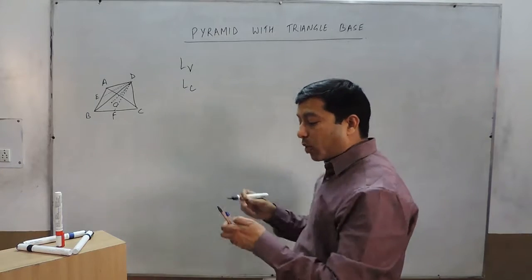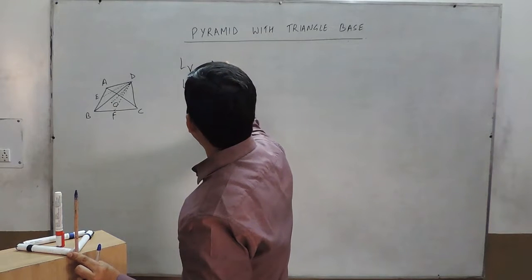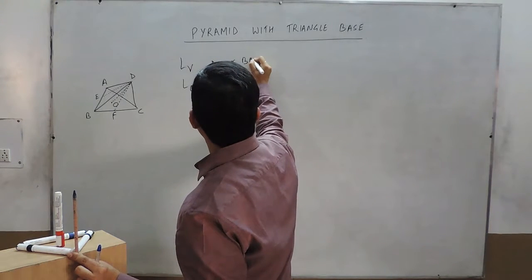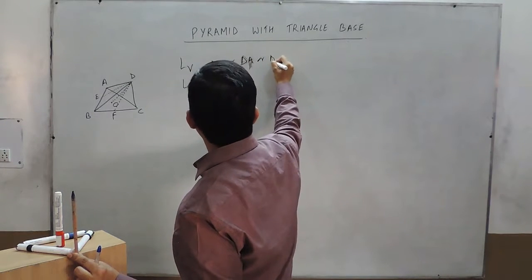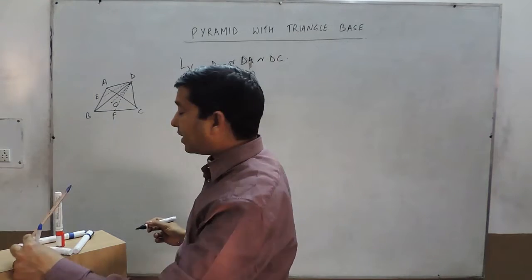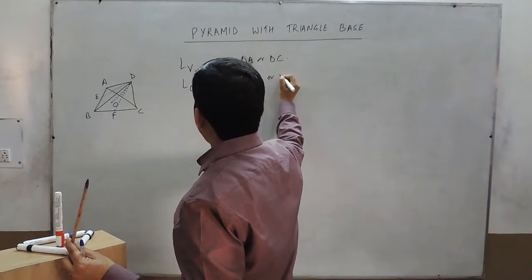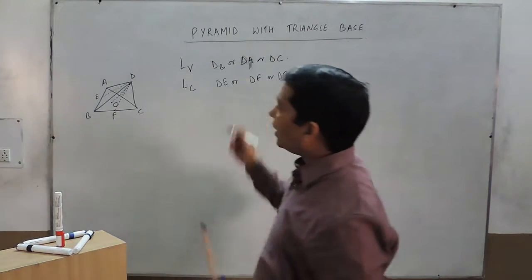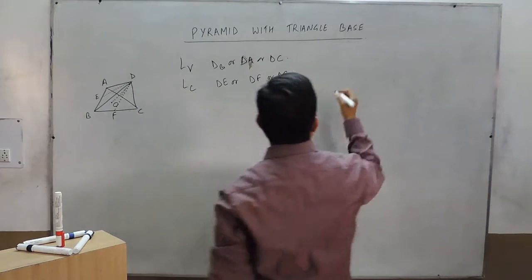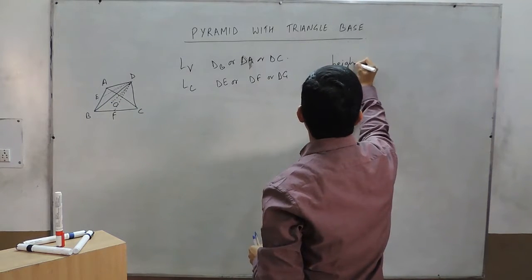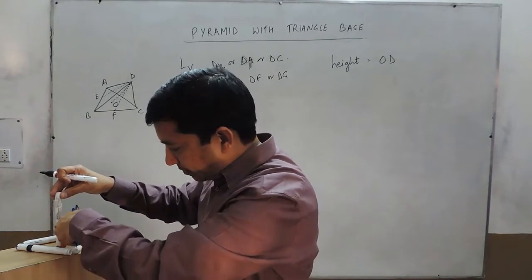So there are two terms. One is the slant height at the vertex, which in the figure is DB, or DA, or DC. While the slant height at the center is DE, or DF, or DG. So these are two terms which are very, very important. Another term which is used here is the height of the figure, which is written as OD. This is basically this height.